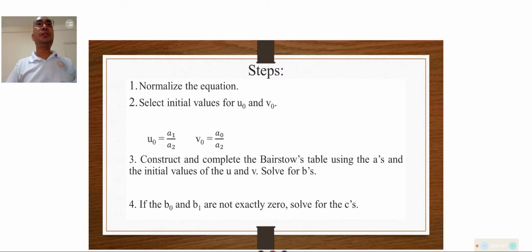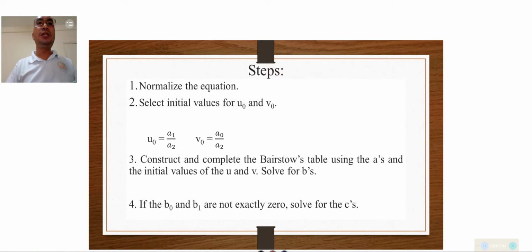So here are the steps using Bairstow's method. First, we have to normalize the equation. When we say normalizing the equation, it means that the first term, or the term with the highest power, should have a coefficient equal to 1.